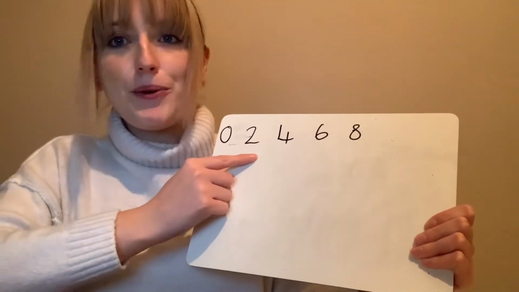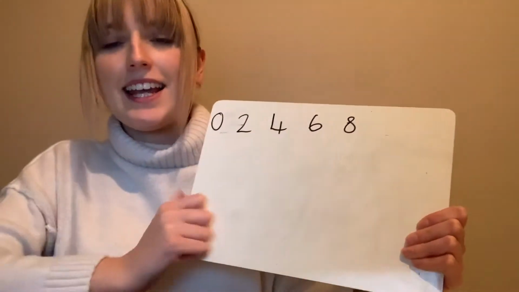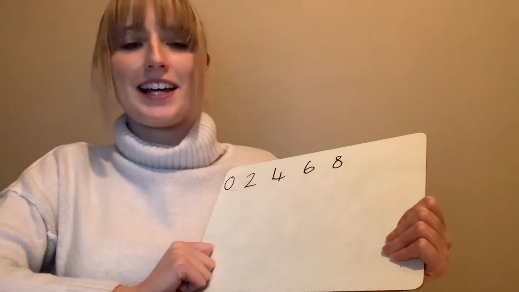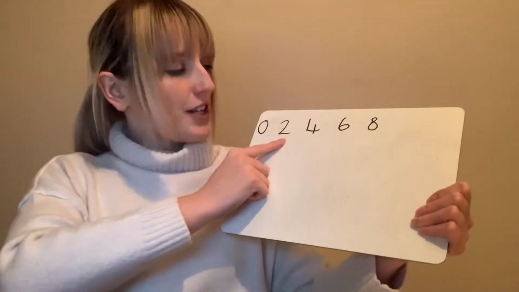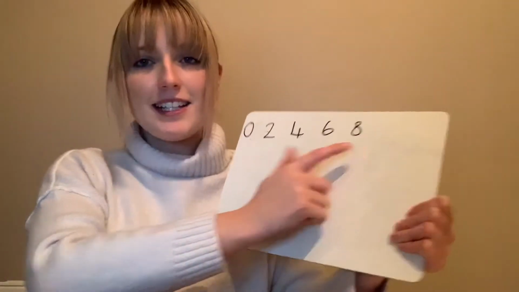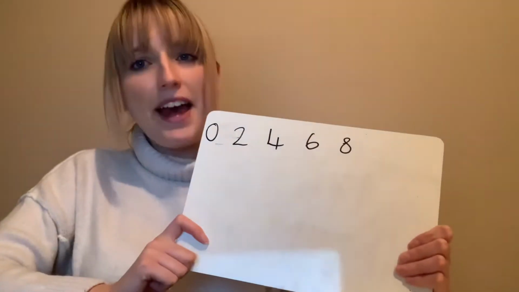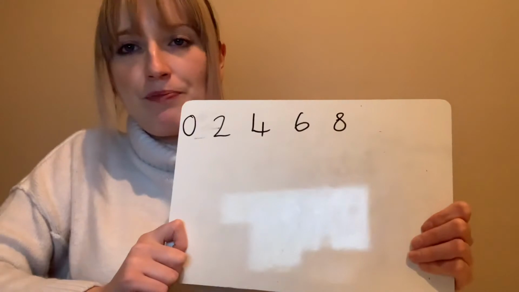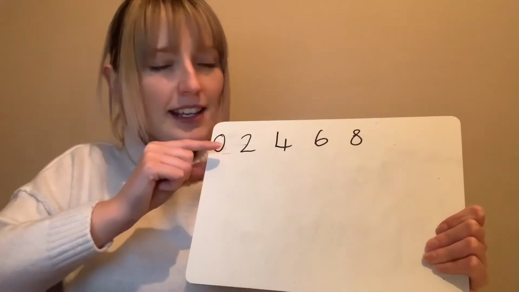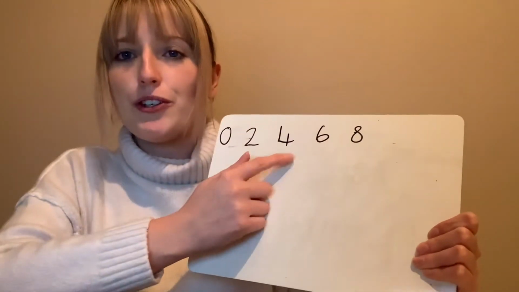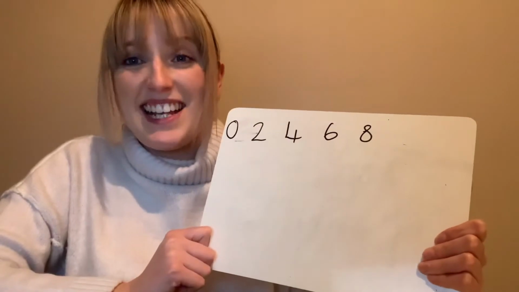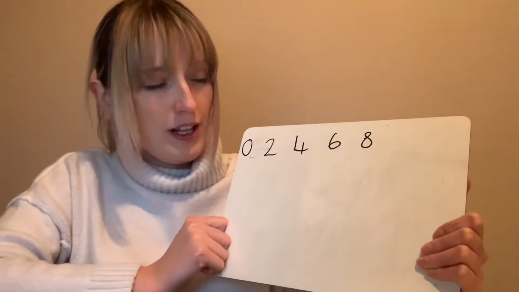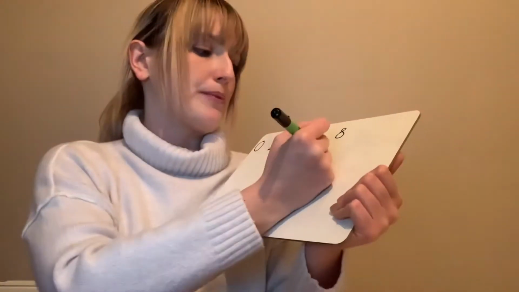0, 2, 4, 6, 8. Even numbers, they are great. Let's try that again. 0, 2, 4, 6, 8. Even numbers, they are great. So, if a number ends in 0, 2, 4, 6, 8, then it's even. Okay? So if it's in your 2 times table, it's an even number.